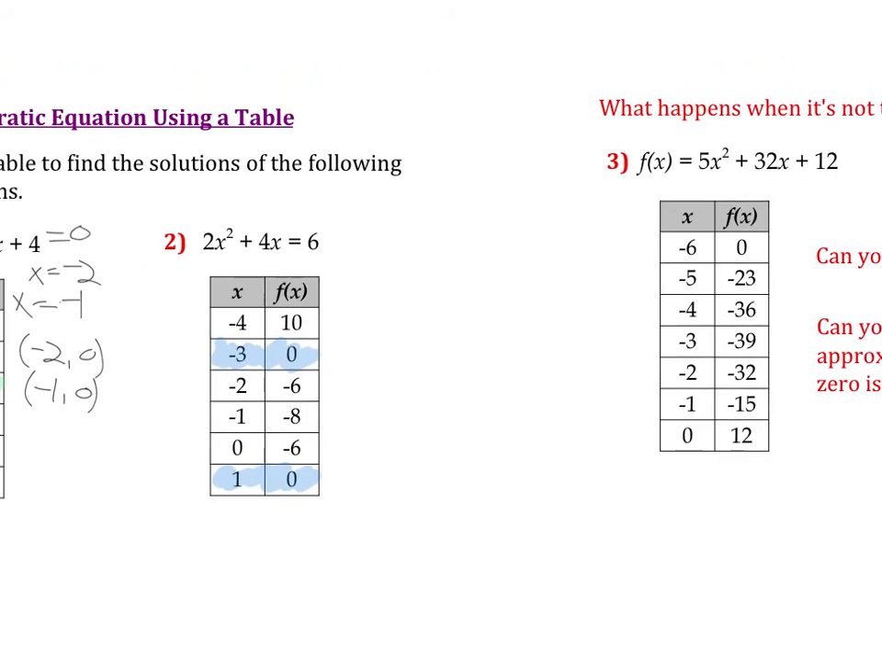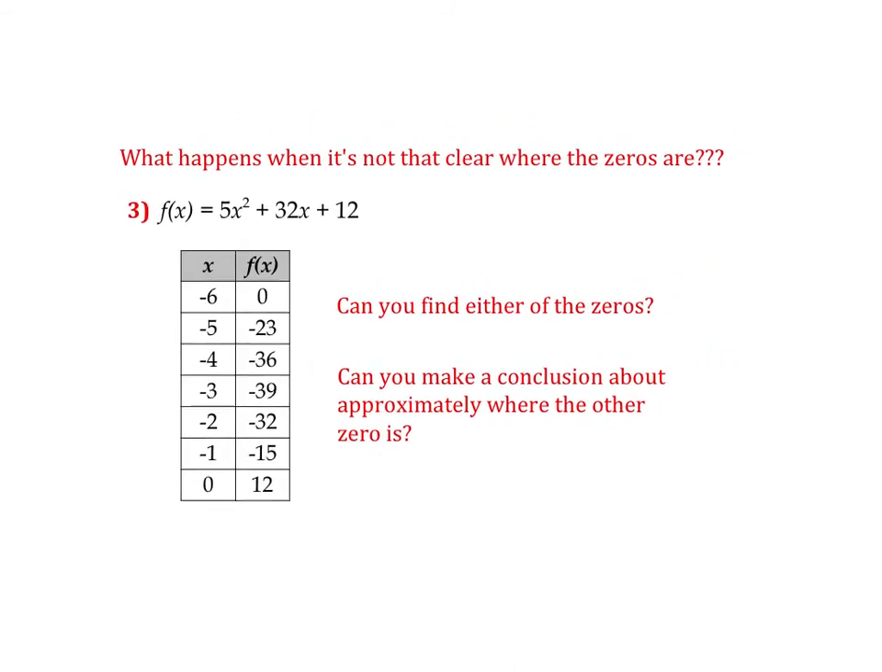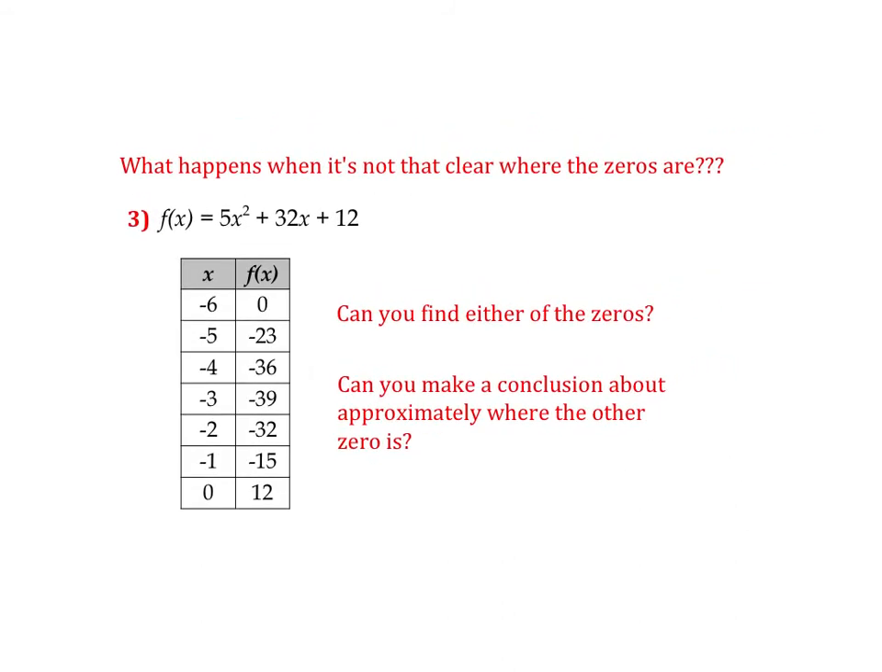That is until maybe we have a situation where zeros don't show up as cleanly or as pretty. So here I've got an example, 5x squared plus 32x plus 12. So let's say we have a table that we've created either in Desmos or on our TI calculators. One of them is a clean number showing up, nice and neat. So one of these is going to be -6.